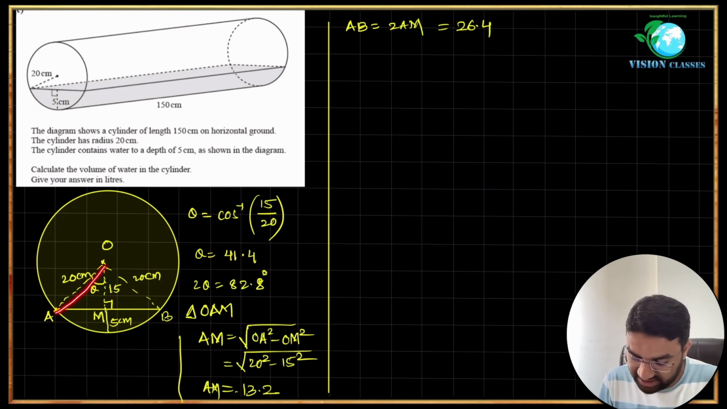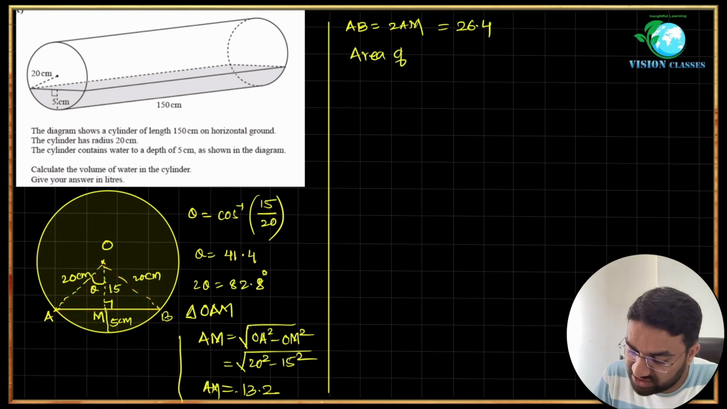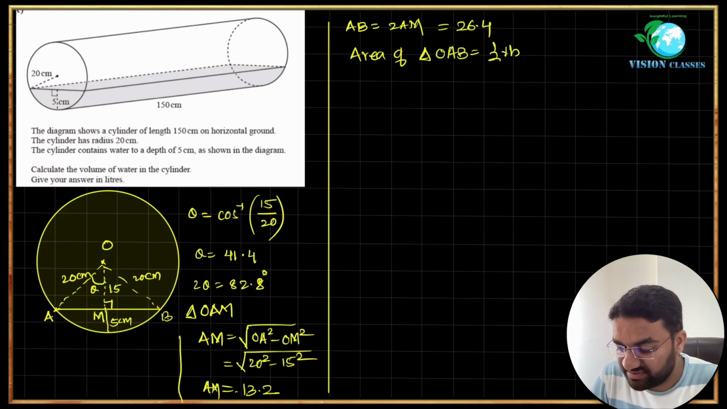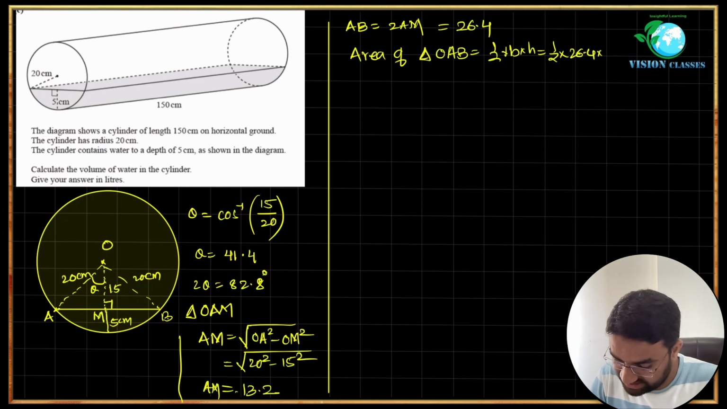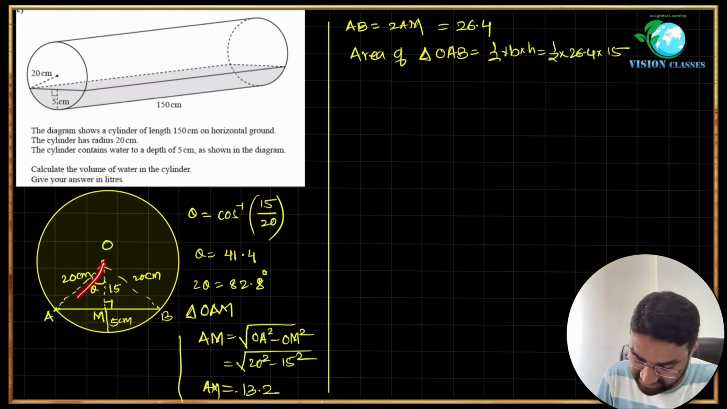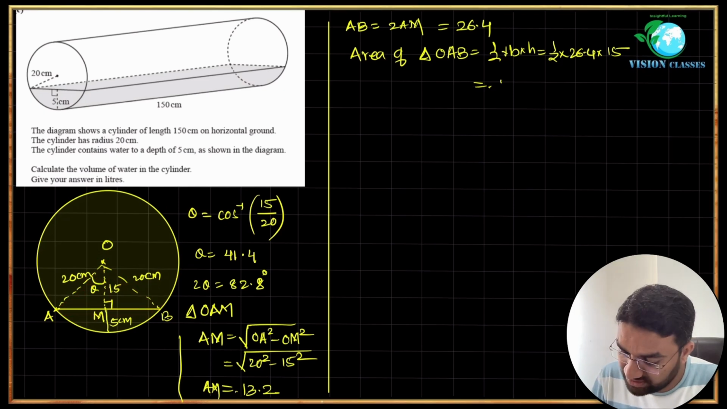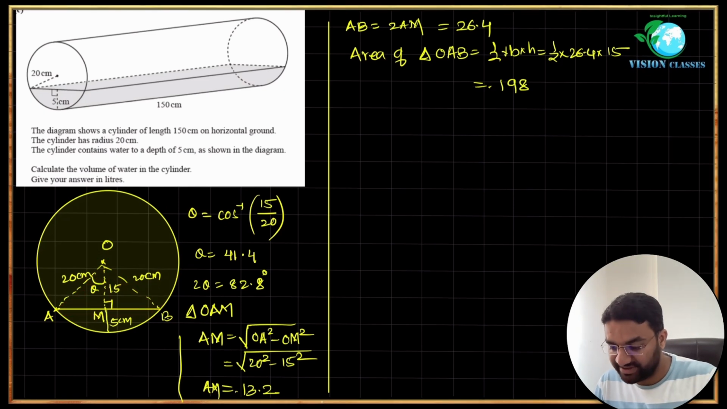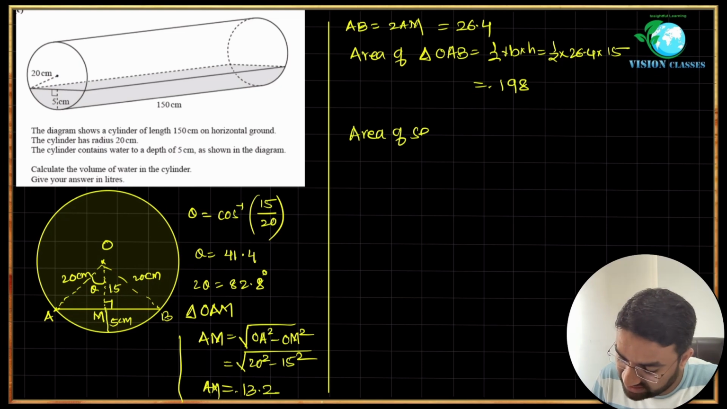We have to calculate the area of triangle OAB. The area of a triangle is half times base times height. So the area of triangle OAB is half times 26.4 times the height, which is 15 in this triangle. We will get 198.